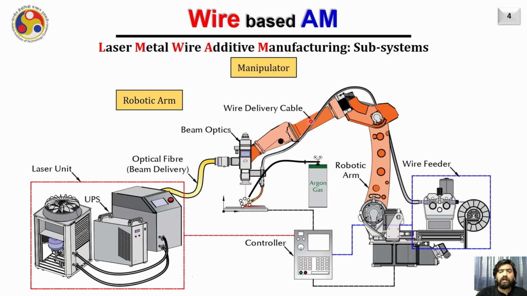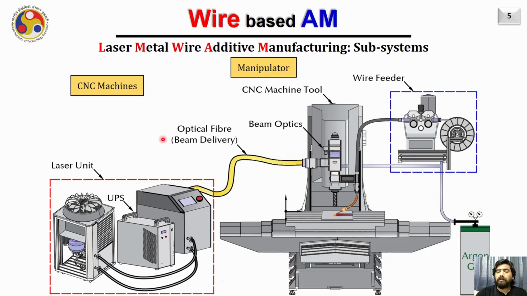The relative motion between the welding head and the substrate is provided, as already mentioned, by utilizing a robot, and a controller is used to define the appropriate motion. The next possibility is if the CNC machine is used to provide the relative motion between the laser head and the substrate. In such case, as you see, the other systems are the same: the laser unit, there is a wire feeder and there is a shielding gas unit which provides the shielding environment around the molten pool. The only difference here is that the robotic arm is replaced by now a CNC machine tool.